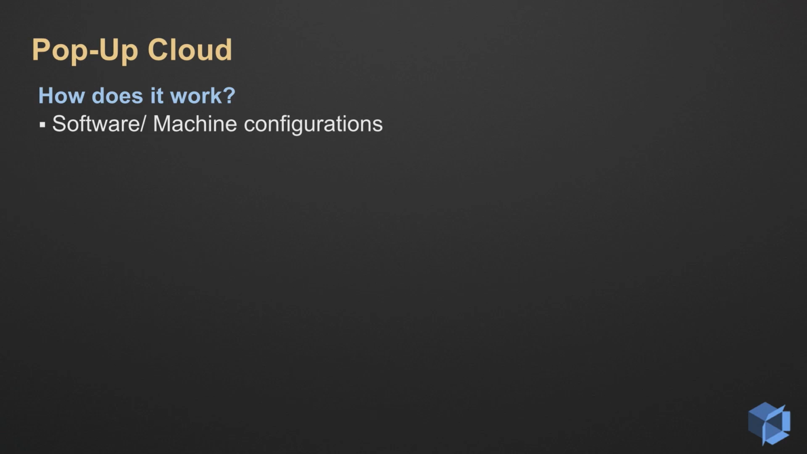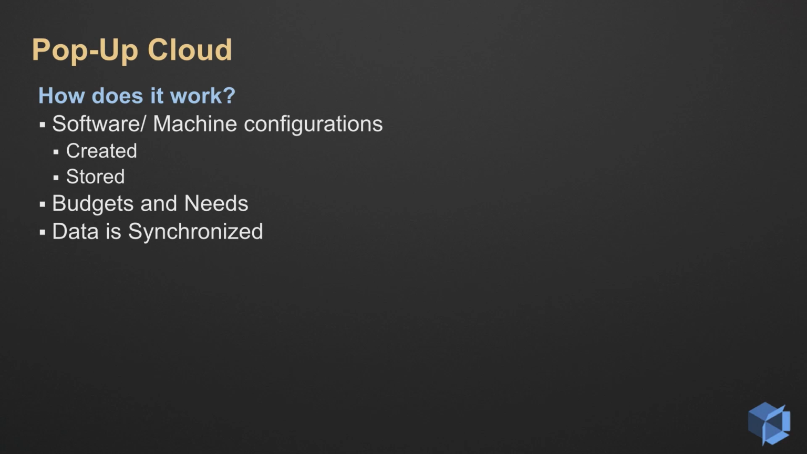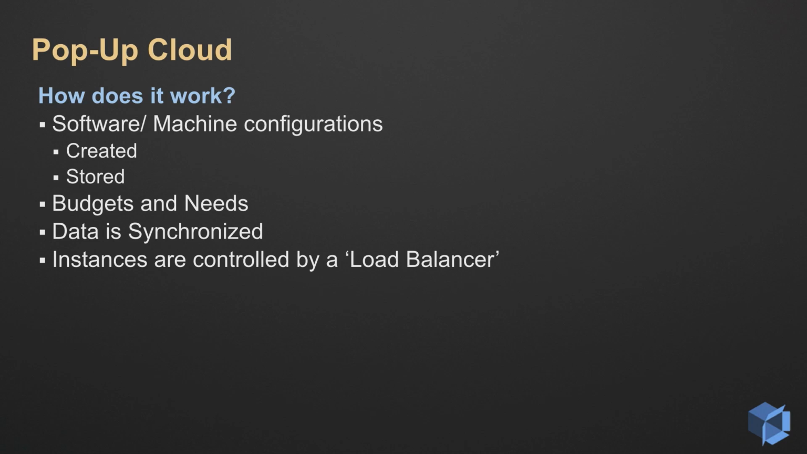How does that work? So I'm going to talk about, and again, this is fairly high level, I'm not going to actually log in here and do it. So the first thing you have to do is build your software machine configurations. You have to store them. You have to design your budgets and needs. You have to synchronize your data. And then you have to control your compute instances with something like a load balancer to spin them up and down based on your needs. I'm going to go into each one of these in detail.